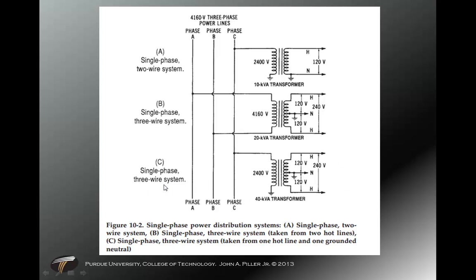Single-phase 3-wire system here. This would be much like what we would have on the pole at our home. Transfer down to us. Another, again, a 240/120 system. Notice the neutral is a center tap. The neutral is a grounded center tap of the transformer.